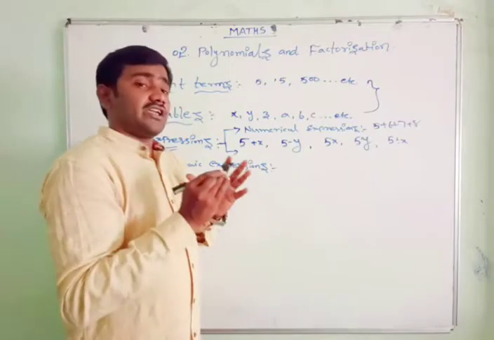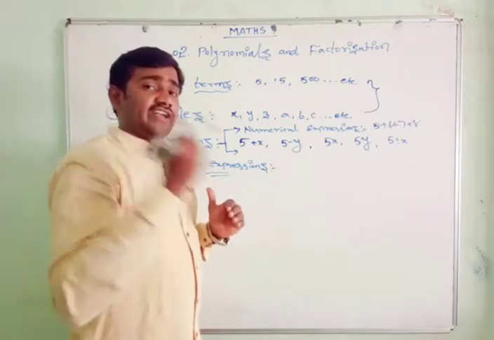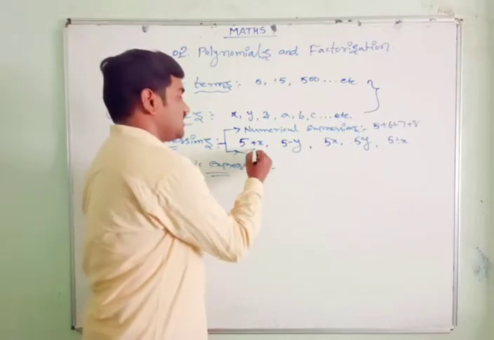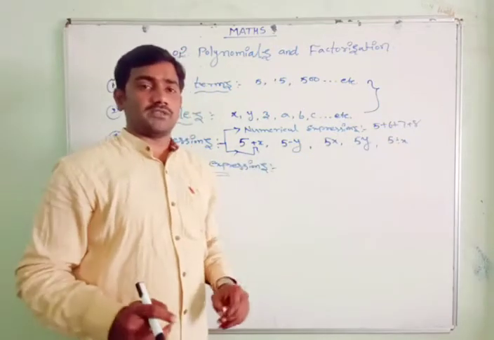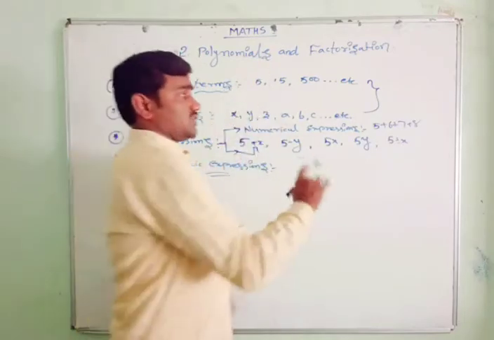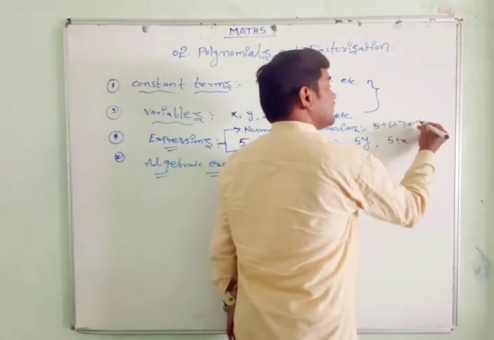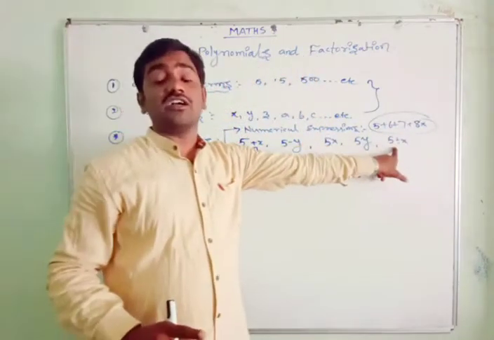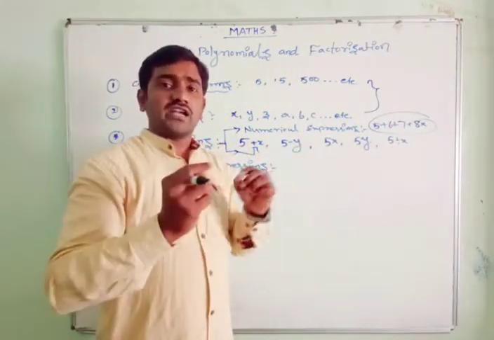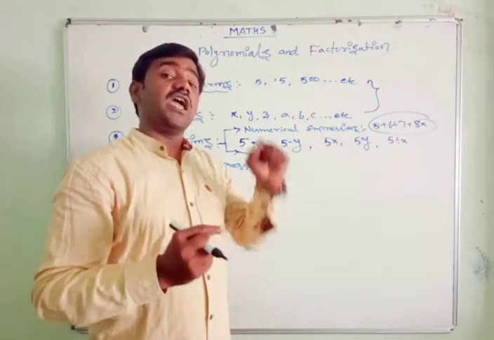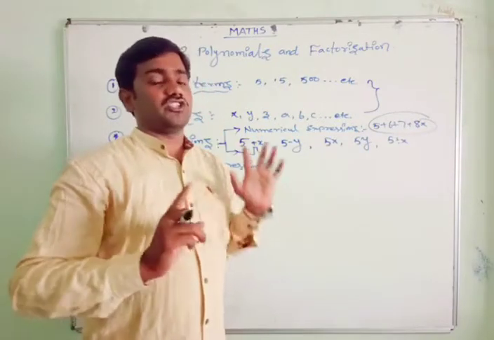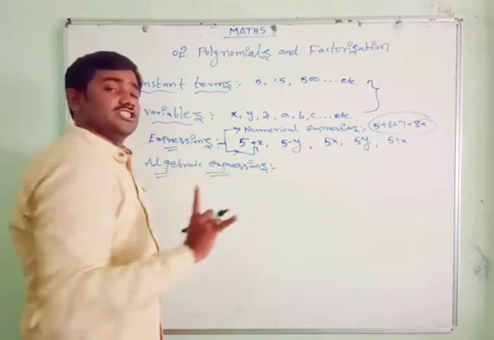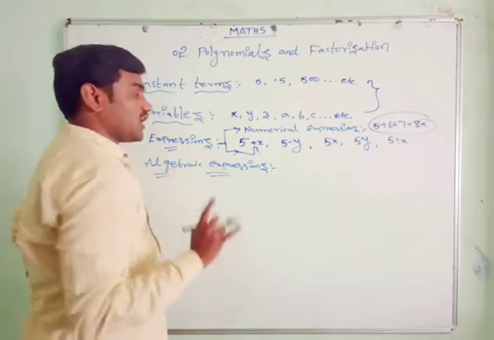If an expression contains at least one variable, it is known as an algebraic expression. Suppose there is a big expression, let us see 5 plus 6 plus 7 plus 8x. Even though it is considered an algebraic expression. In an expression, if there is at least one variable, it is known as an algebraic expression. We have to learn about algebraic expressions.